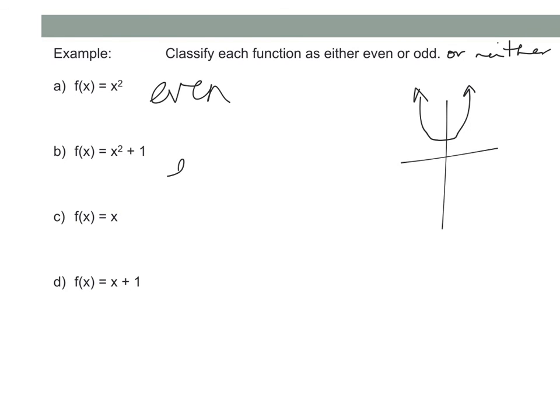Yeah, so that's even. Now what about the graph y equals x? Odd, that's odd. That one's pretty obvious, because if you draw a line right through the origin and spin it, it would be exactly the same. And what about x plus 1? Neither. That one's neither.